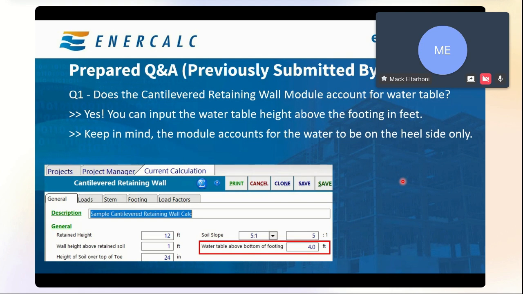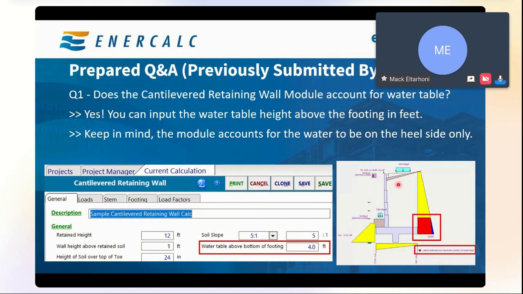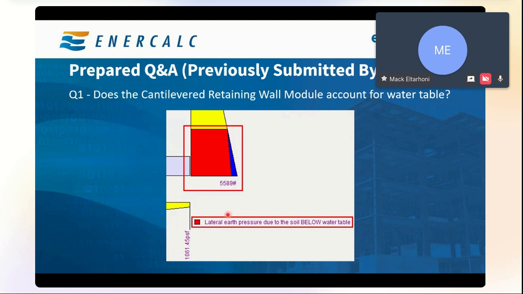So if you have a condition where your water may be on two different sides, or maybe just retaining water without any soil, you'd have to look into this a little bit deeper and exercise your engineering judgment. But overall, if you just have a water table, that gets accounted for, and you can see it here.